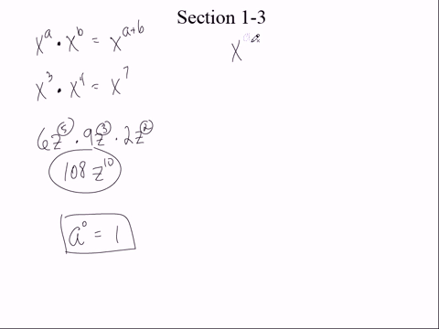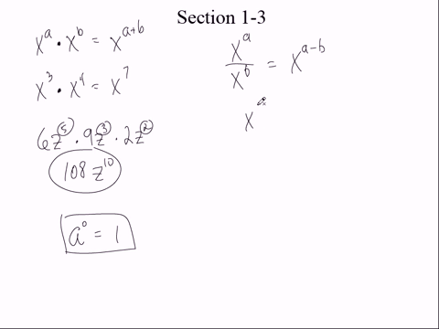Watch this. What if you had x to the a divided by x to the b power? Do you remember the rule for this? That's right. You keep the base the same, and then you subtract the exponents, the top being the first one, so it's a minus b. You always go the top minus the bottom. Everybody see that? So that's your rule.